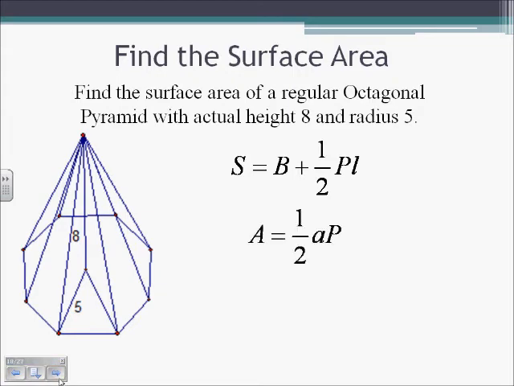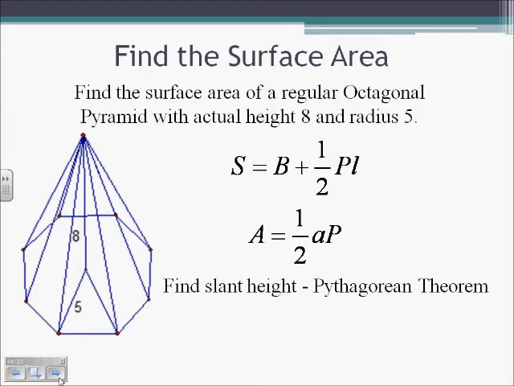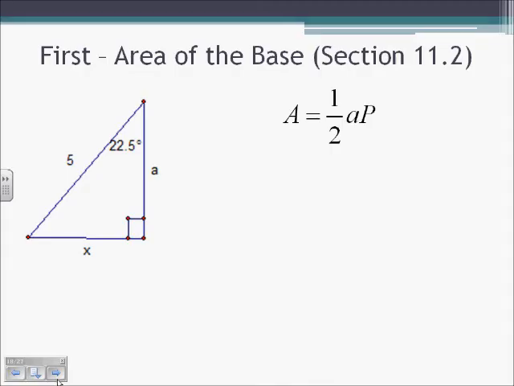Area of our base is going to be 1/2 apothem times perimeter, and then we use the slant height, or the Pythagorean theorem, to find the slant height. And then we throw it all into our equation. So let's start by finding the area of the base. We know an octagon is going to have a central angle of 45 degrees because 360 divided by 8 is 45. But the triangle that we need that uses the apothem and half of our side length is going to bisect that angle. So we're going to have 22.5 for an angle measure there.